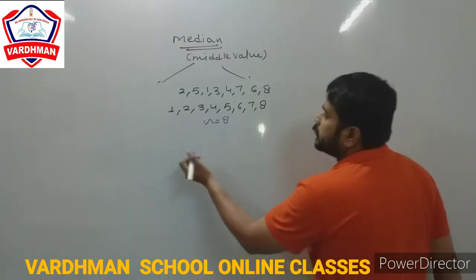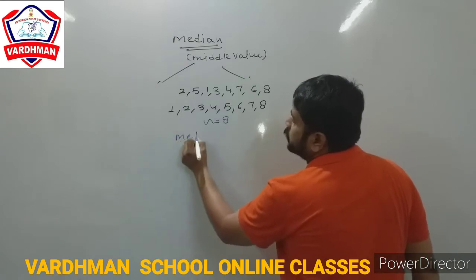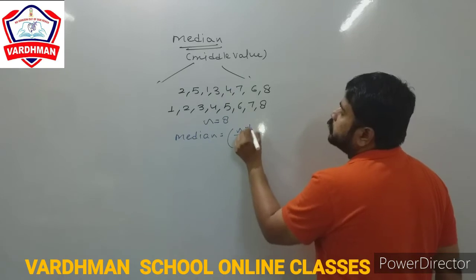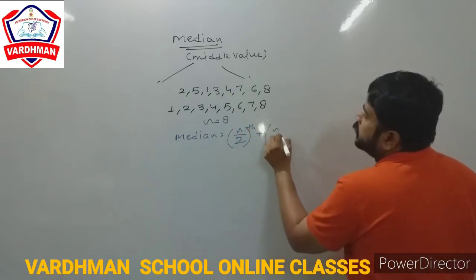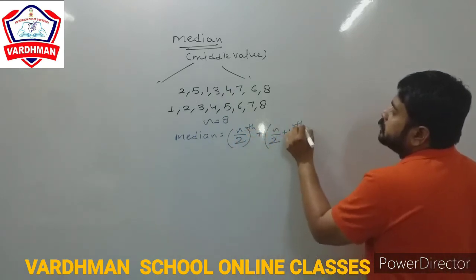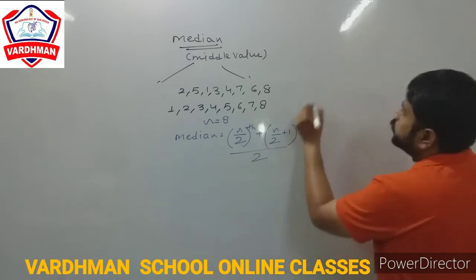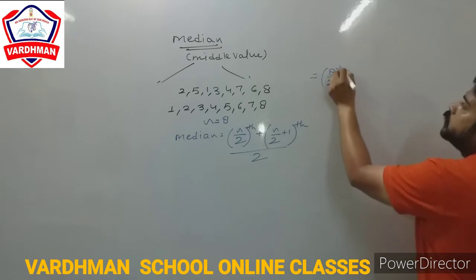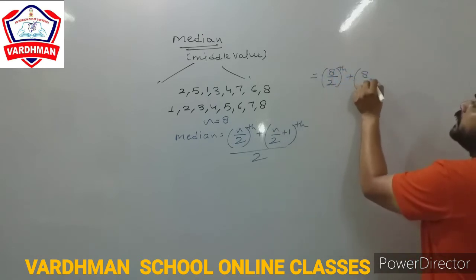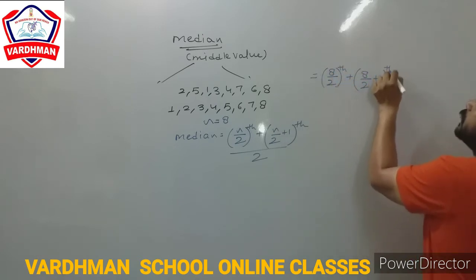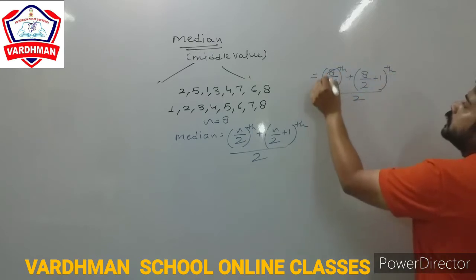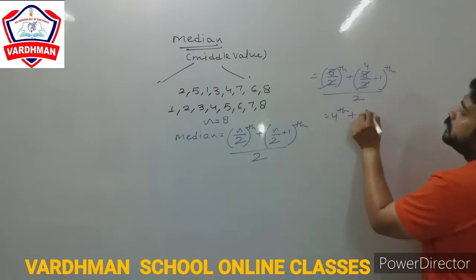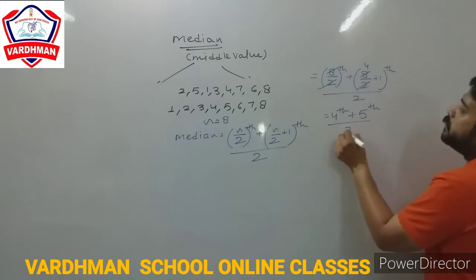So take the even number formula: median is equal to (n upon 2)th term plus (n upon 2 plus 1)th term divided by 2. Then n is 8, so 8 upon 2, plus 8 upon 2 plus 1, divided by 2. That is the 4th term, and 4 plus 1, that is the 5th term, divided by 2.